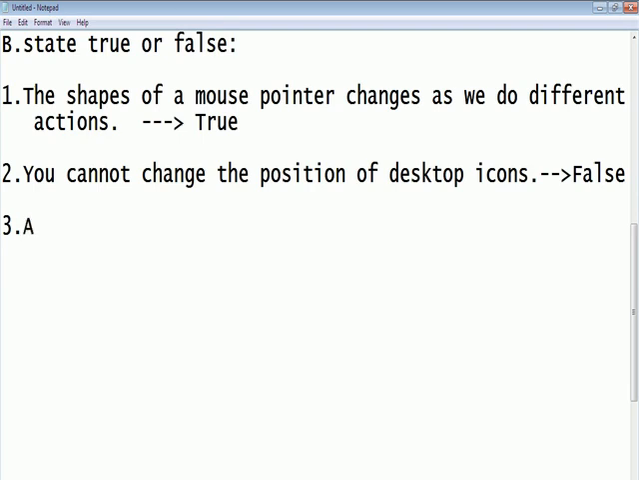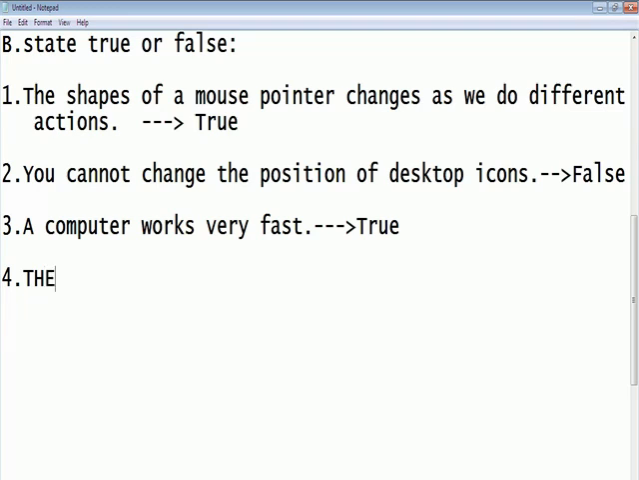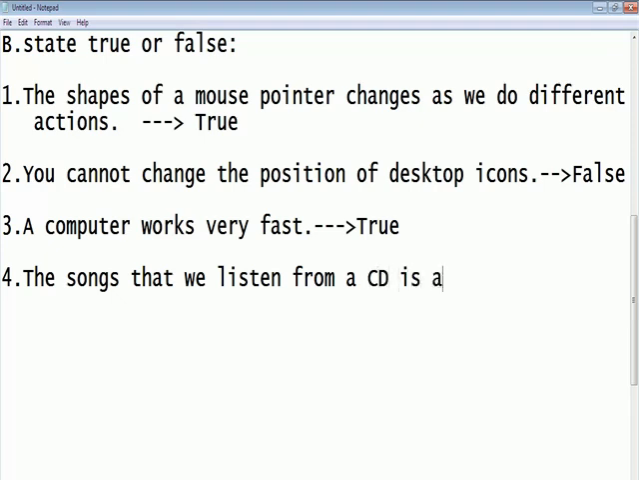Now the third question is a computer works very fast. So the answer of this question is true. Now come to the question number 4. The songs that we listen from a CD is hardware. So this one is what? False. It is not a hardware, it is a software. So this answer is also false.